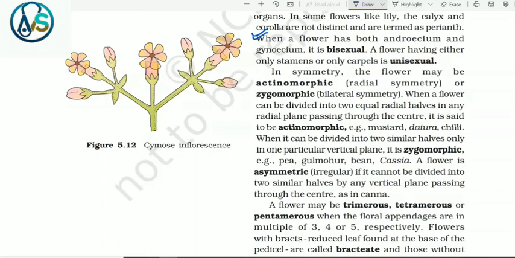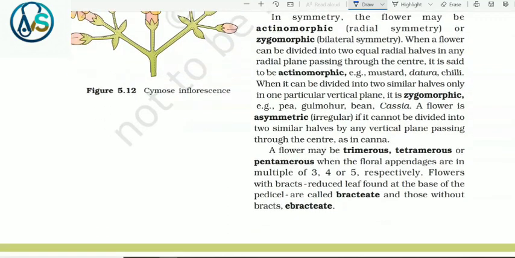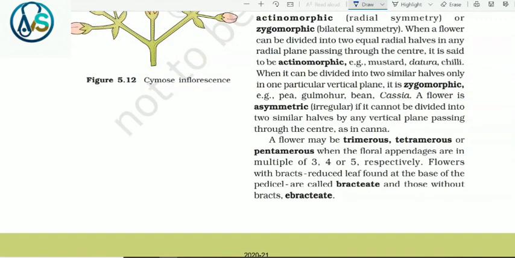Example: mustard, datura, chili. When it can be divided into 2 similar halves only in one particular vertical plane, it is zygomorphic. Example: pea, gulmohar, bean, cassia. A flower is asymmetric, that is irregular, if it cannot be divided into 2 similar halves by any vertical plane passing through the center, as in canna.